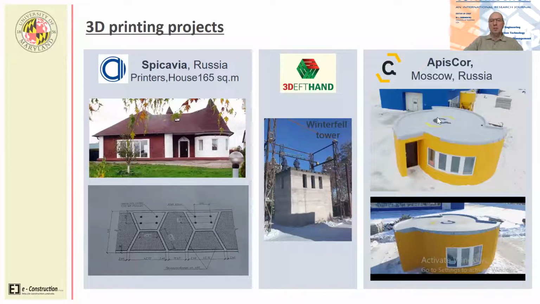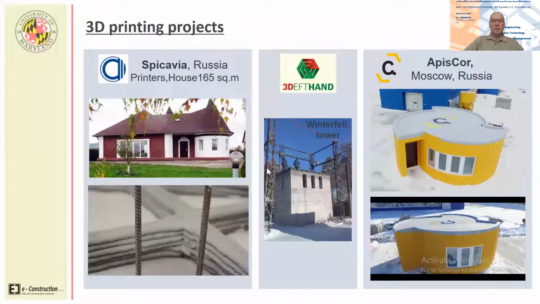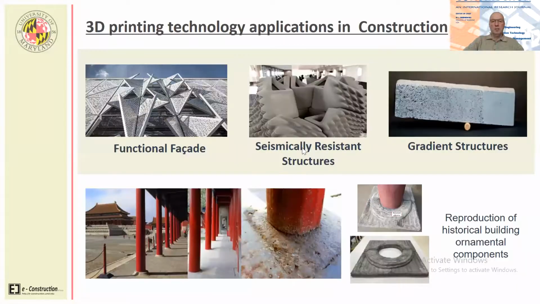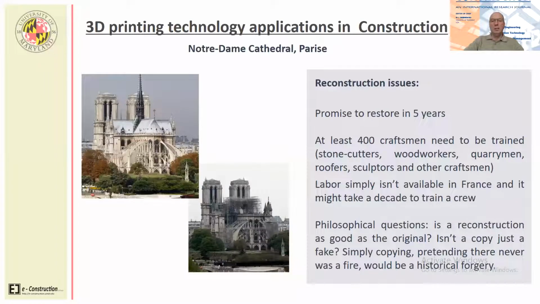all kinds of things. A Russian company by the name of Apiscore is also very popular and does that actually in very cold climates as well, in temperatures maybe minus 30 degrees Celsius, building small buildings. All right, so 3D printing is indeed here to stay and make inroads in the construction industry.